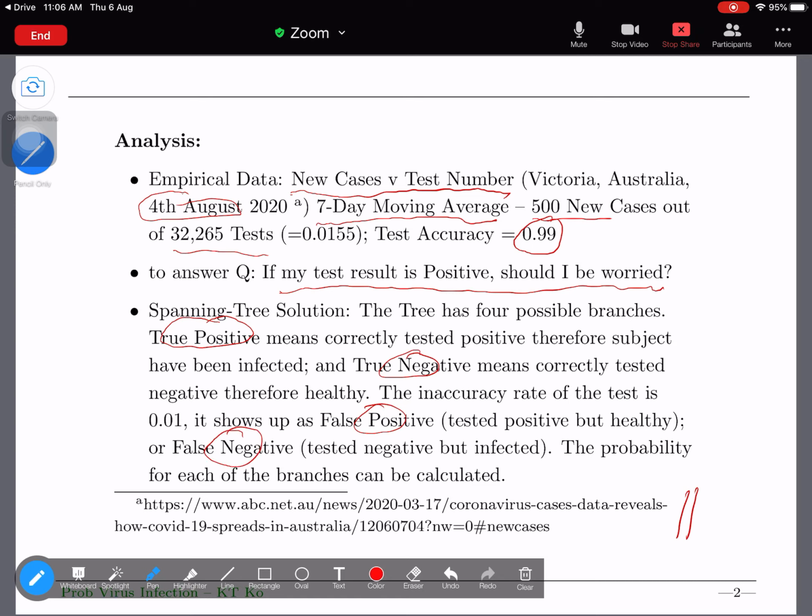On the other hand, the false negative. So you are actually infected, but the test result is incorrect. It just tells you you are negative. Now this is the case where the test subjects miss out on the treatments necessary. Okay. Now the probability of each of the branches can be calculated. So I will show you how in the next slides. So remember this, the infection rate per test is about 0.0155. Okay, so let's move forward to the next things.